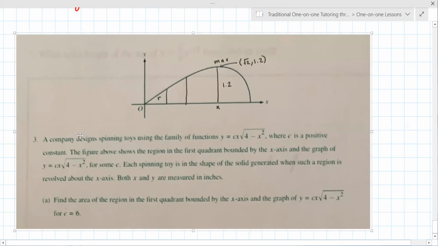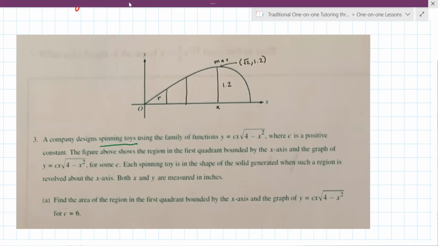God, this question is really antiquated. I mean, spinning toys. I don't think anybody's making those anymore.